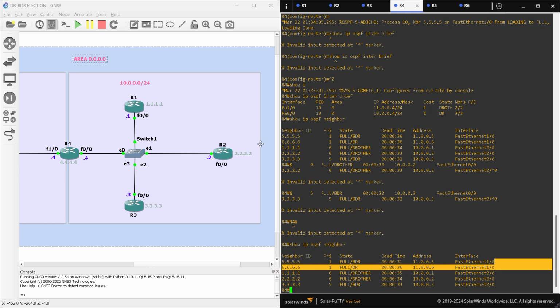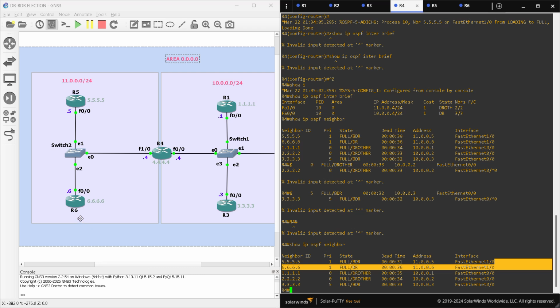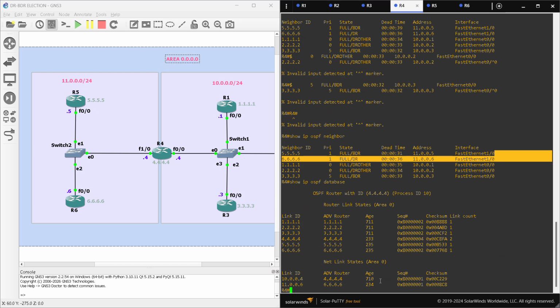Now the question is, how many network LSAs will we have in the whole topology, right? So we will have two network LSAs. The very first will be generated by R4 for network 10.0.0.0. The other will be generated by R6 for network 11.0.0.0. For that, let me pull out the database. Here, as you can see, right?